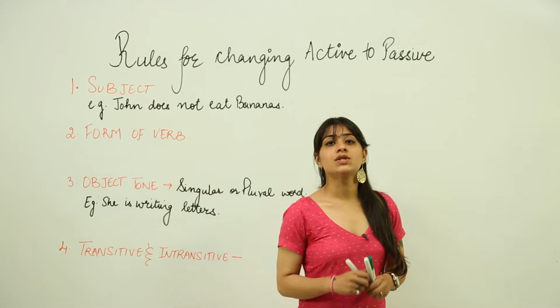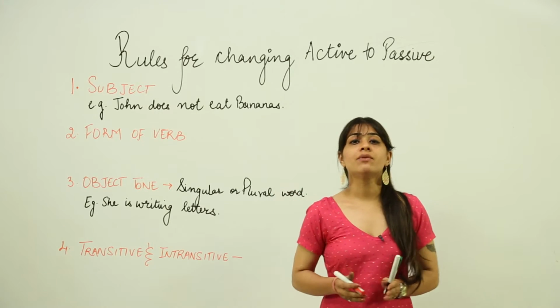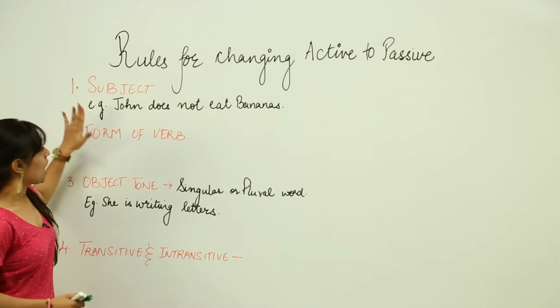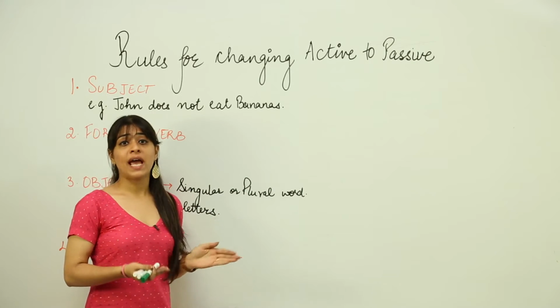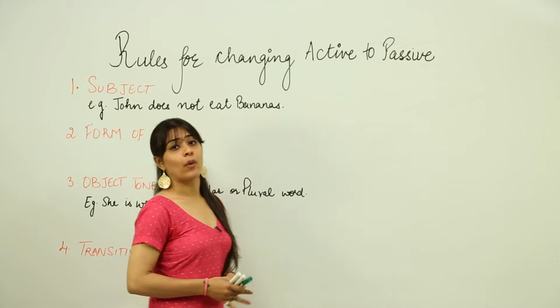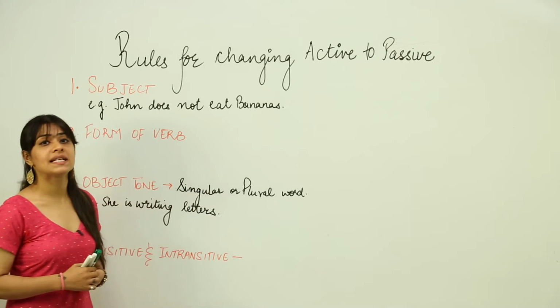Now let us revise the rules for changing the active voice to passive voice. The first rule says the subject. Now in this case, the subject takes the place of an object in the active and the passive voice. Let's understand this with the help of an example.